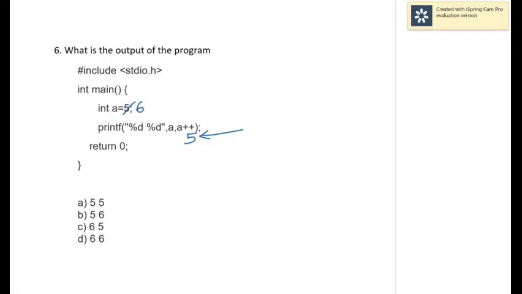Now next it has to take the value of a. The value of a is 6. So for this program the output is 6 and 5, since the printf statement is evaluated from right to left.